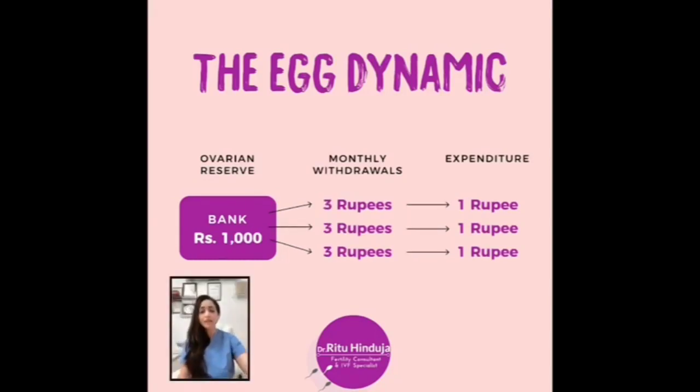Now that you've understood how monthly withdrawals work and how ovarian withdrawal works, and how you can spend only 1 rupee, or only one egg is developed and releases an egg, you have to understand that your withdrawals, or your antral follicle count, which is visible on the ultrasound, depends upon what is there in your bank. So if you have 10,000 rupees in your bank, you can withdraw 10 rupees every month. But if you have only 1,000 rupees in your bank, you can withdraw only 3 rupees every month. And irrespective of the withdrawal, remember I told you that you can spend only 1 rupee. The same way you'll be spending only 1 rupee, but your withdrawals will be affected if your ovarian reserve is affected. So if the money in your bank is less, your withdrawal amount will also become less.